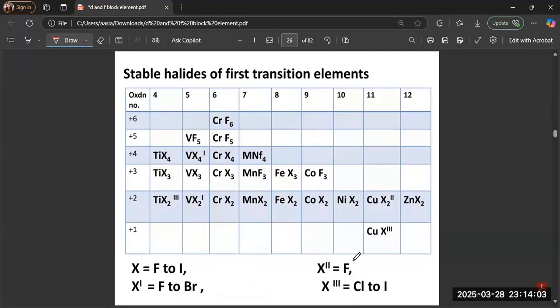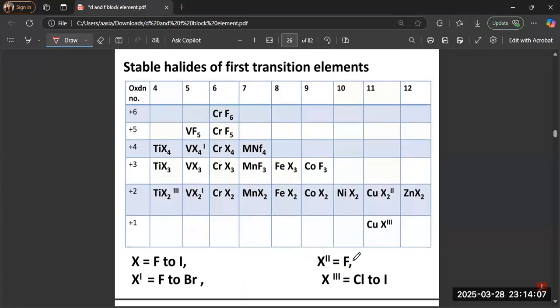Now, see, there are some stable halides of first transition metals. For the +6 oxidation state, CrF6 is a stable halide. For the +5 oxidation state, VF5 and CrF5 are stable halides.